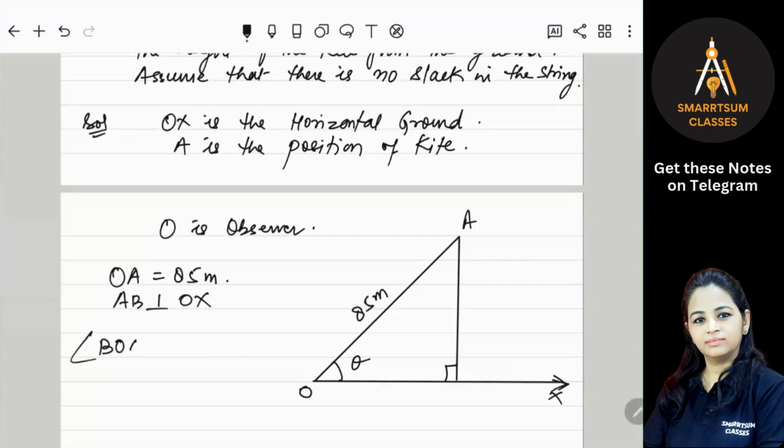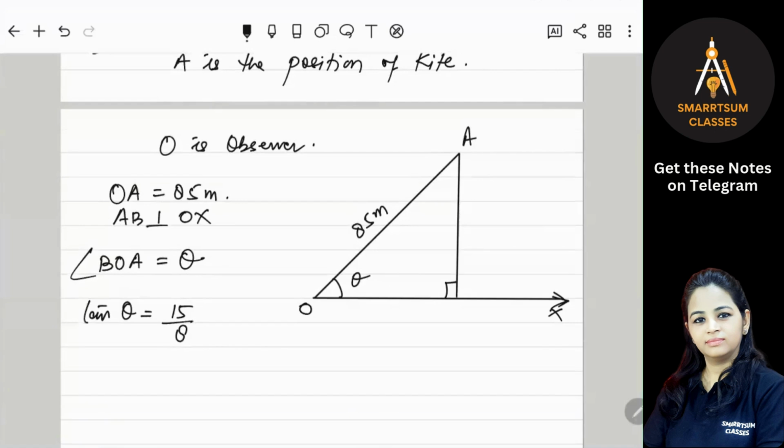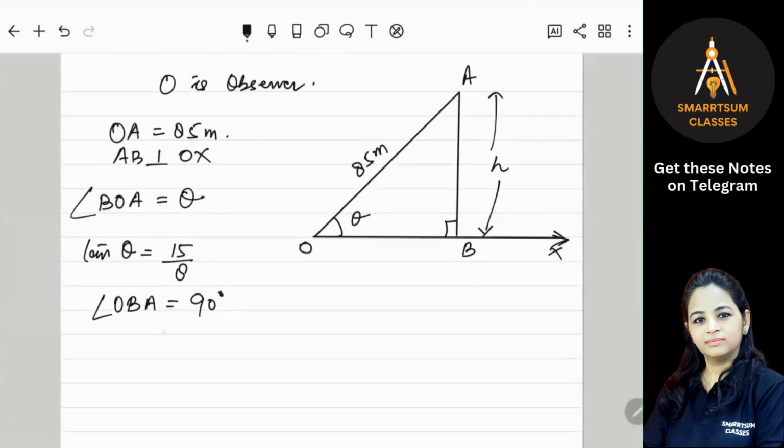Now angle BOA is theta, that is the angle of elevation, such that, as given in the question, tan theta is equal to 15 upon 8. This is already given, right? And since AB is perpendicular over OX, we can say that angle OBA is 90 degrees, right? So now what do we have to find? We have to find the height of the kite from the ground. It means we have to find this h. Suppose the height of the kite from the ground is h meters.